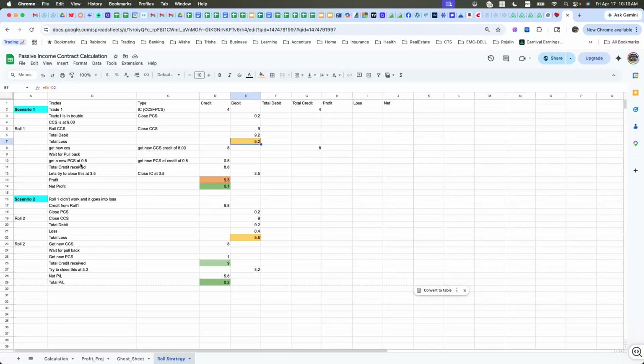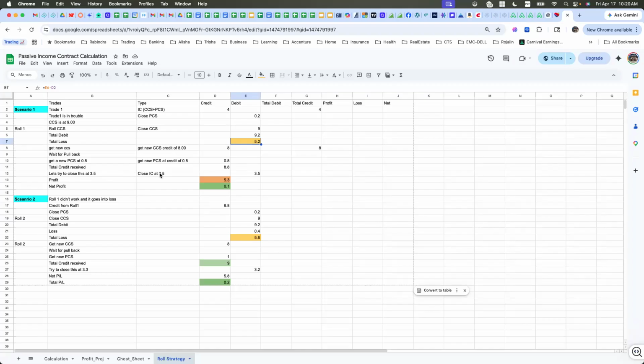So 8. Now we got a PCS of 0.8, suppose, for the 10 wide, right? Then the total credit received is 8.8. So far it is clear? Yes, so far clear, how you are going stepwise. We have a CCS at 8 and we're adding a PCS at 0.8, so the total credit we receive is 8.8. Okay, so what is your total risk here? 1.2.